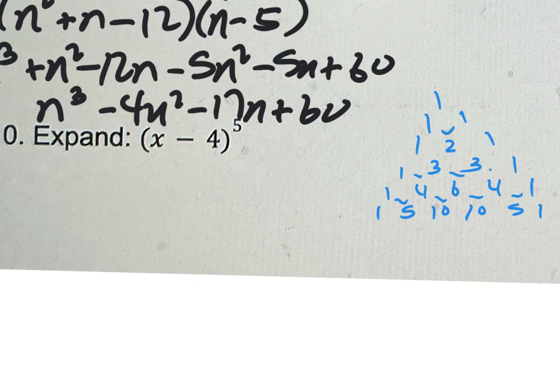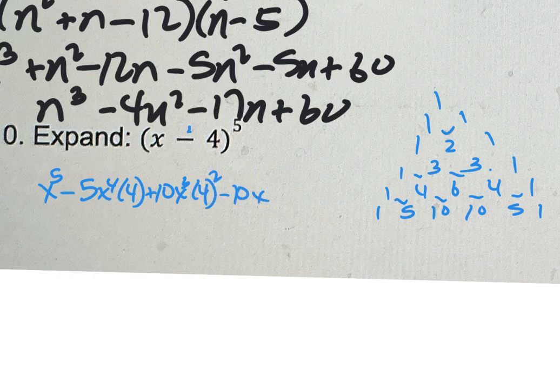So those are my coefficients. I'm going to get 1, x to the 5th. Now, because there's a minus sign, the signs are going to alternate. 5, the x comes down, the 4 starts coming up. 10, the x goes down, the 4 starts coming up. Minus 10, the x is going down, the 4 is coming up. Plus 5, the x is coming down, the 4 is coming up.